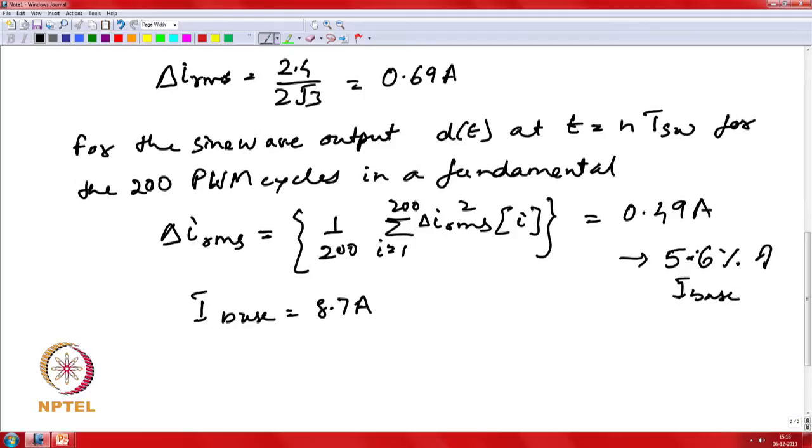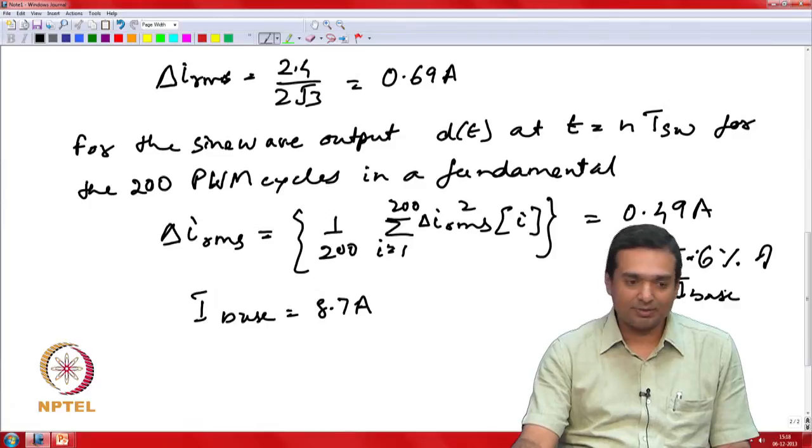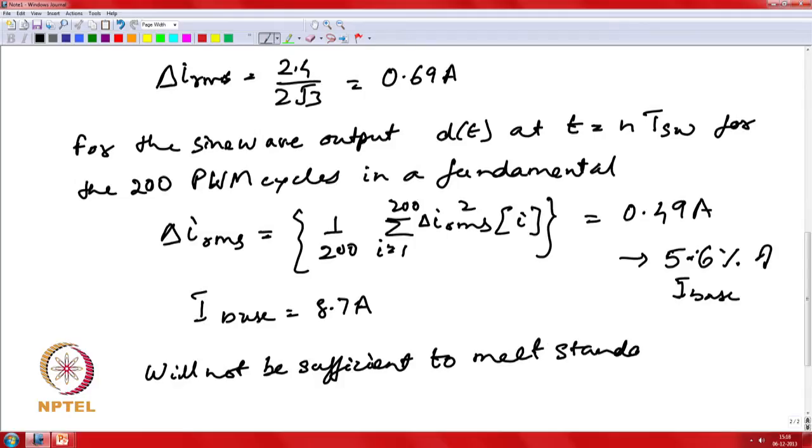So this might be a reasonable filter for some applications, but in many situations, especially for the standards, you are talking about not 5.6% but 0.3%. So you need much stiffer, much tighter filtering. To meet the standard requirements, you need a lot tighter filtering.